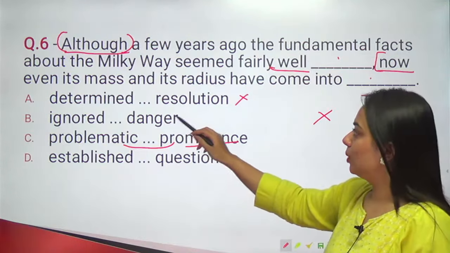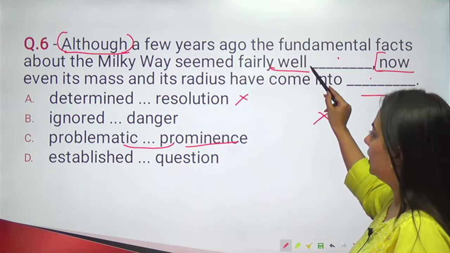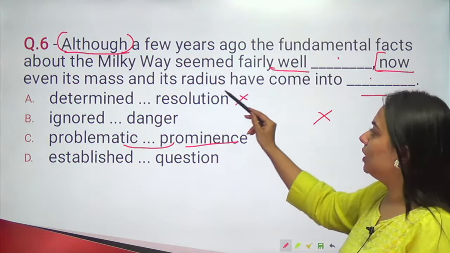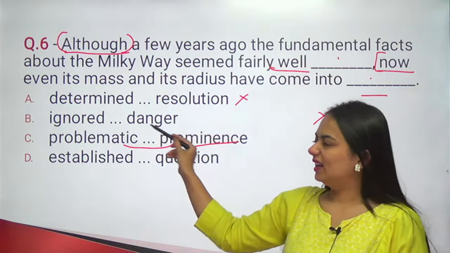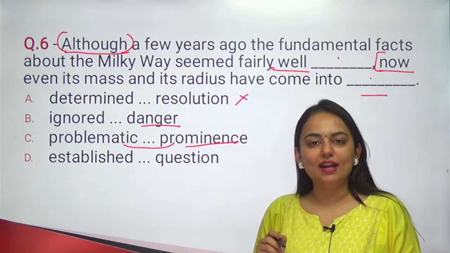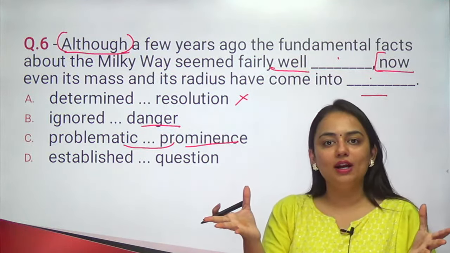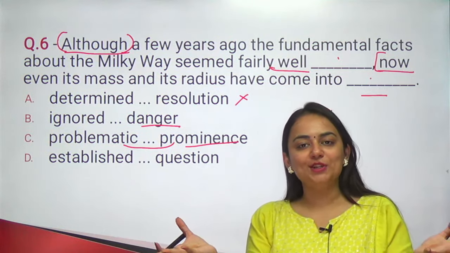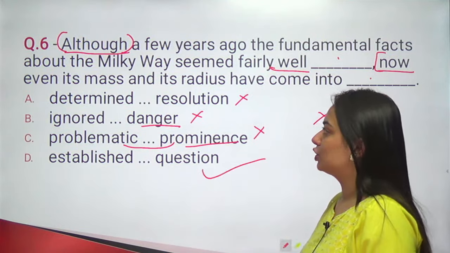So if we fit this one, although a few years ago the fundamental facts about the Milky Way seemed fairly well ignored, now even its mass and its radius have come into danger. Is that contextually right? Can we say that the mass and radius of the Milky Way galaxy have come into danger? Does it make any sense contextually? No, it does not. So we are left with this question.